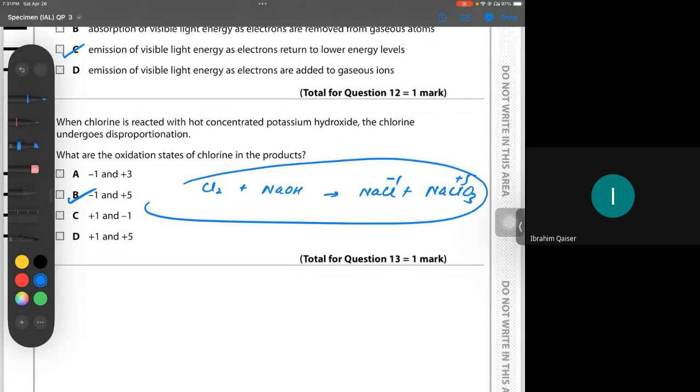Simple. It's minus 1 and it's plus 5. But they asked for potassium, they didn't ask for sodium. It doesn't matter. It's KCl and KClO3. Simple.